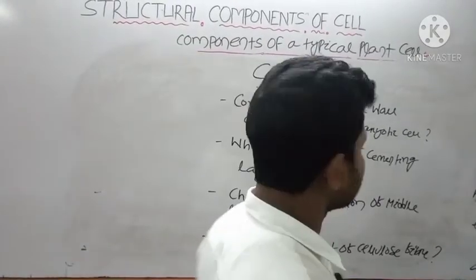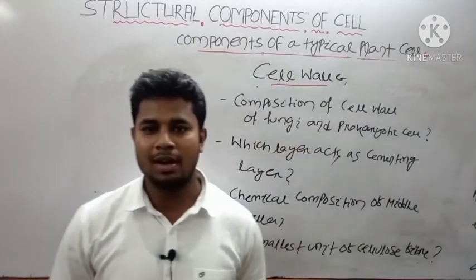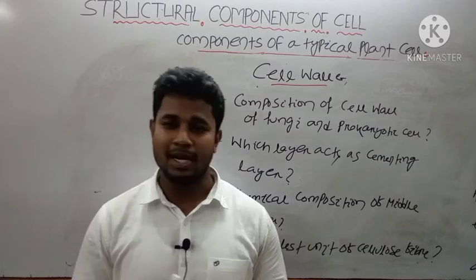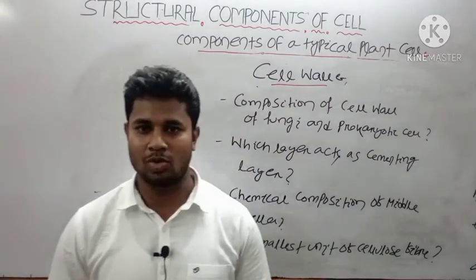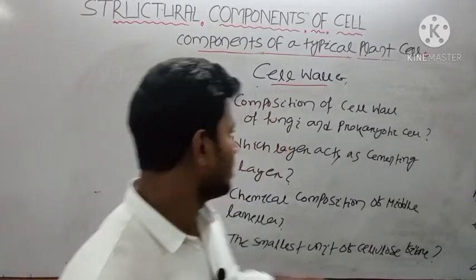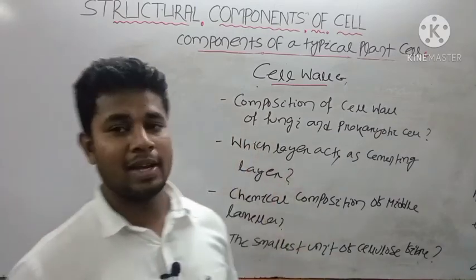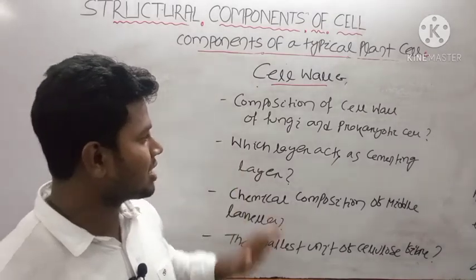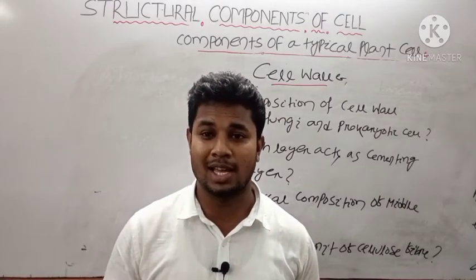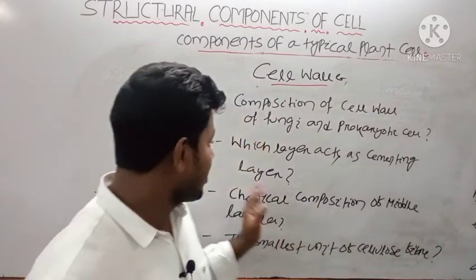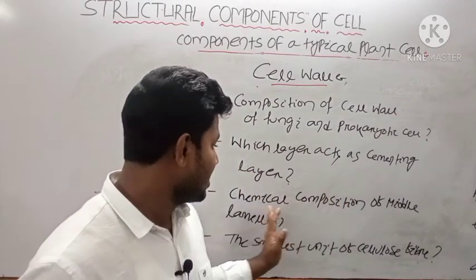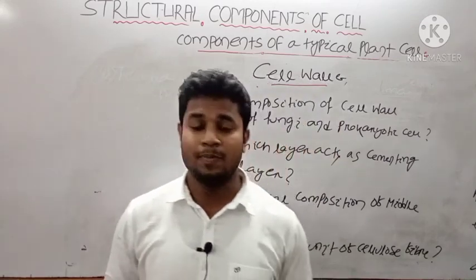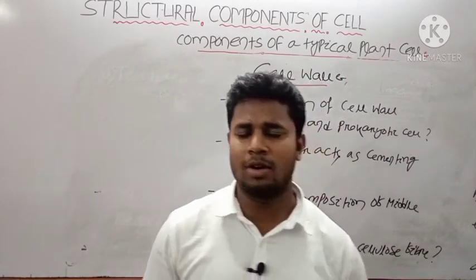Okay, today we have discussed the complete structure of the cell wall, its main composition and its parts. Main parts are middle lamella, primary cell wall and secondary cell wall. The questions may come as short notes: what are the main composition or main parts of the cell wall, and several short questions like what is the cell wall composition of fungi, prokaryotic cell, what is the cementing layer, what is the chemical composition of middle lamella, and what is the smallest unit of cellulose fiber.